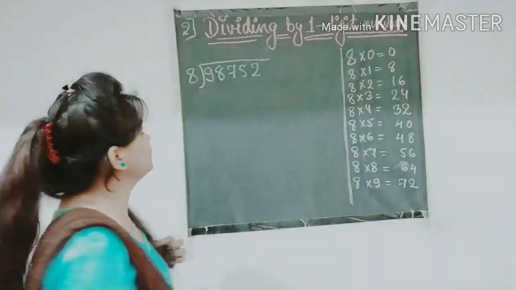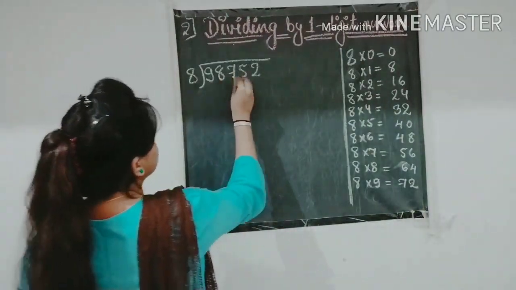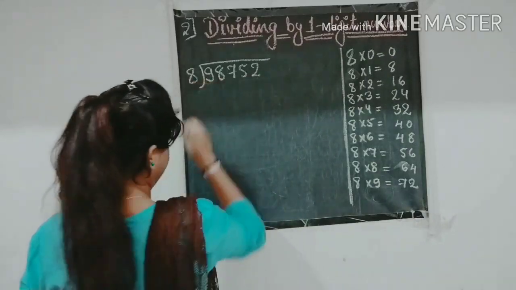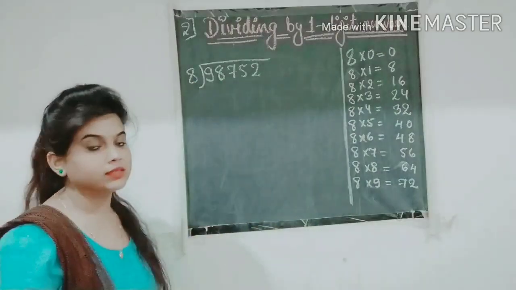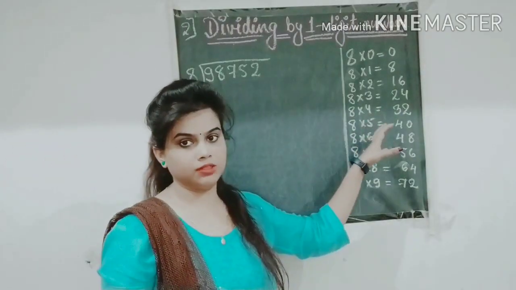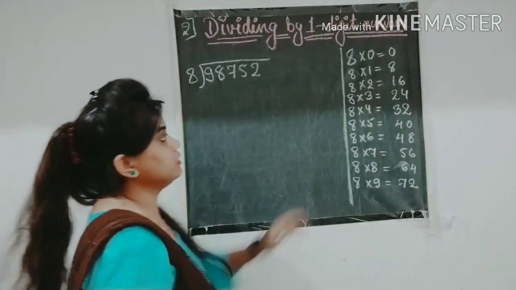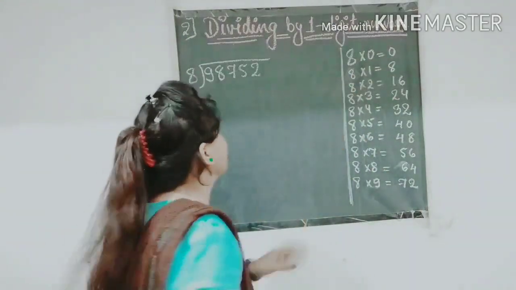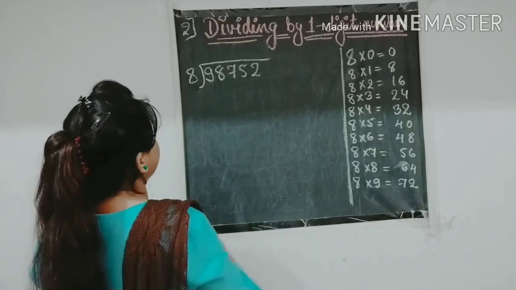So the quotient of this is 2, 1, 1, 5 and 7. See one more example. This is question number 2, 98,752 divided by 8. So the first thing you have to do is write the table of 8 after the margin. Okay, start with 0.